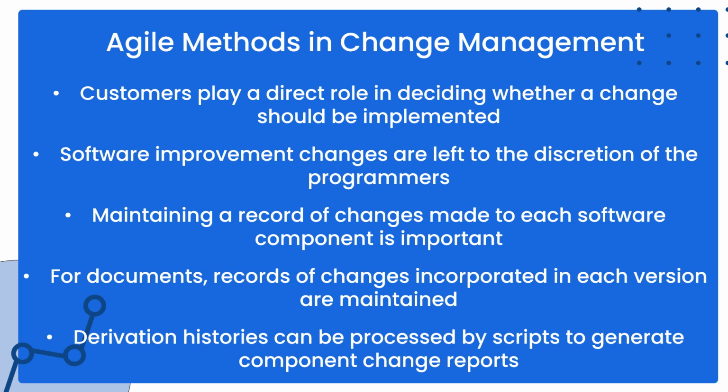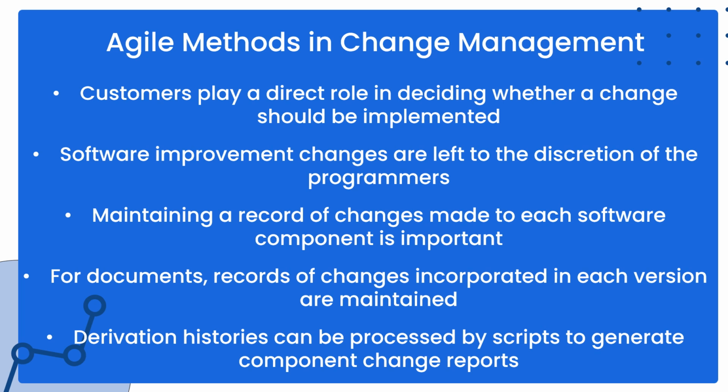Maintaining a record of changes made to each software component is important. The record is referred to as the derivation history of a component. A standardized comment at the beginning of the component source code is a good way to keep track of the derivation history. The comment should reference the change request that triggered the software change.